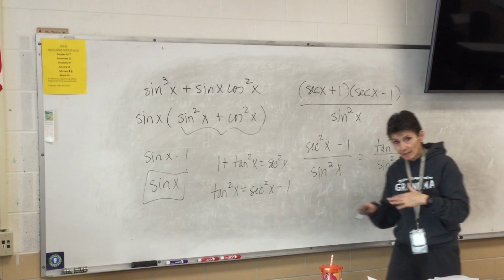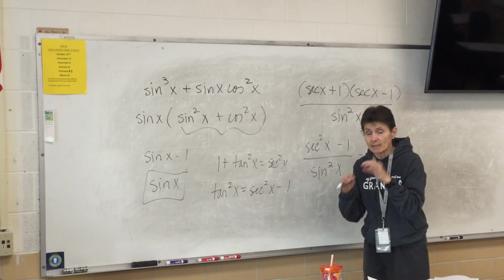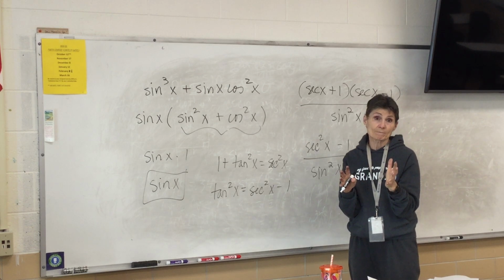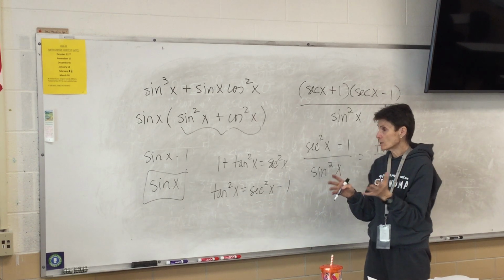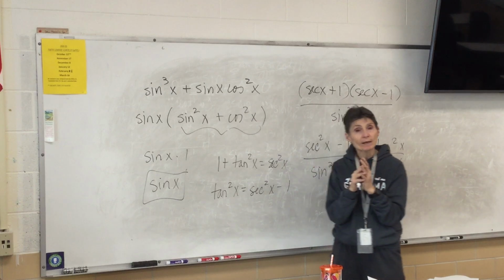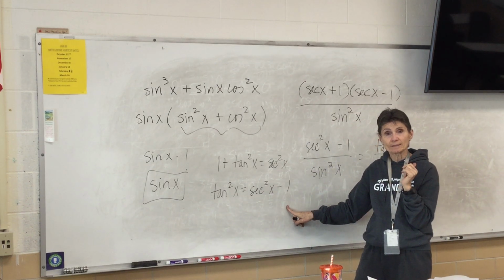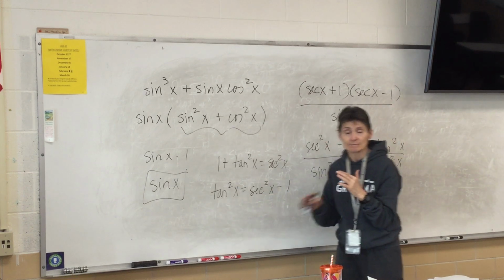So what we're taking away from this right now is that sometimes our identities show up in different forms. So it isn't always going to say 1 plus tangent squared. Sometimes it'll say secant squared minus 1, but it's the same identity.